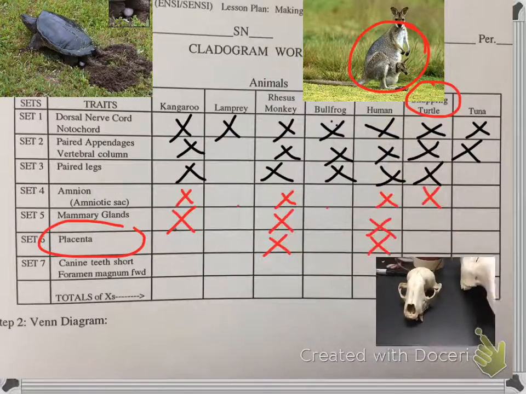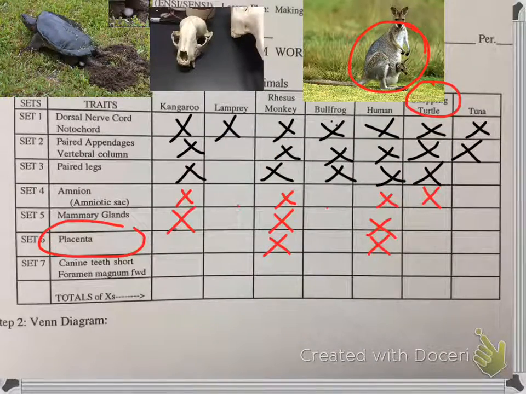So, the next one is canine teeth short, foramen magnum forward. That hole in the skull is called the foramen magnum. And did you notice where my little friend's foramen magnum is? In the back. Because this little organism's spinal column comes off the back of its skull. Where do you suppose yours is? In the bottom, because your spine sits under your head, not out at the end of it.